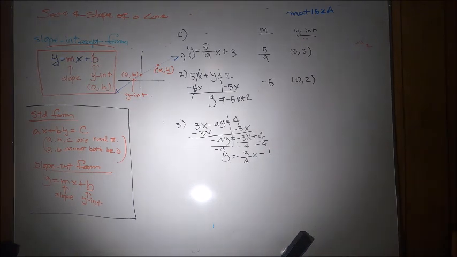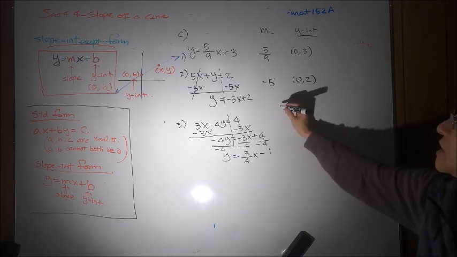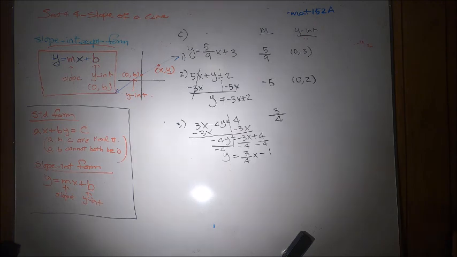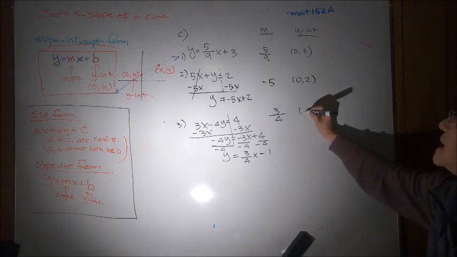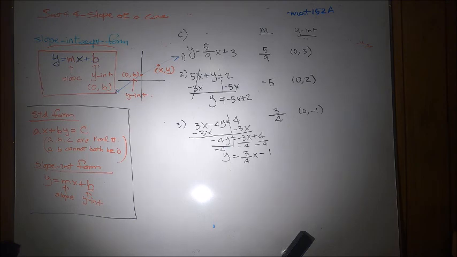Do we have a slope-intercept form now? So you can tell the slope is what? 3/4. So write 3 over 4, right? Then your y-intercept will be what? (0, -1). Right? Let's look at the next one.